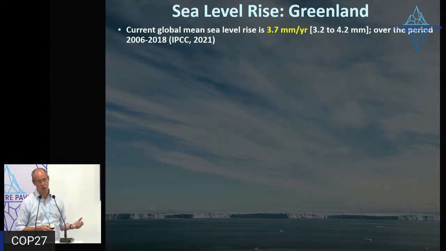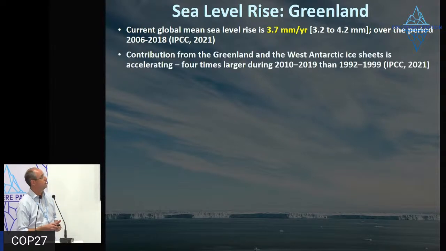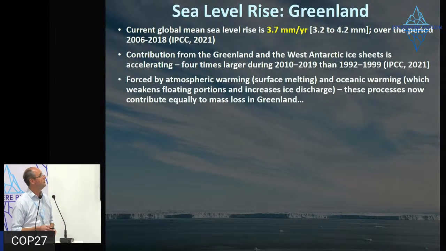So at the moment, sea level rise is just under 4 millimeters per year. We know that the contribution is largely from Greenland, as Jason's just alluded to, but also from West Antarctica. And we know that that's accelerated. So the IPCC explained that that has accelerated about 4 times over the last few decades. And as Jason said, in Greenland, this is forced largely by atmospheric temperatures. So warming of the atmosphere creates higher surface melting.